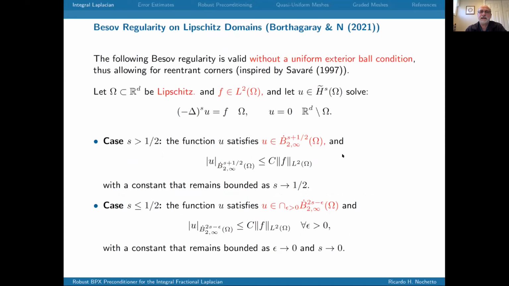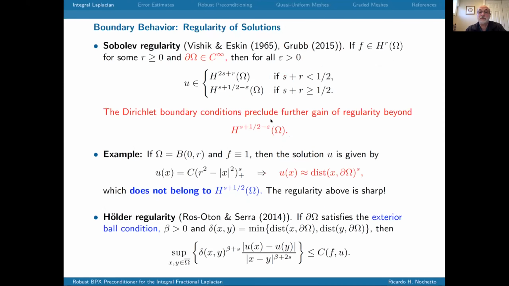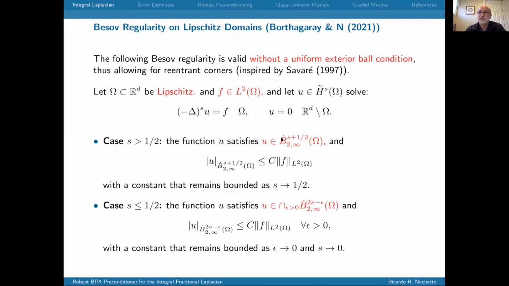We can relax that. So without the exterior ball condition, for domains that are Lipschitz, we can prove the following regularity. If F is in L2, then the solutions for S bigger than 1/2 are in Besov spaces with regularity S plus a half, which is consistent with the regularity I mentioned here. The epsilon is because this is in Besov spaces, and if you go to Sobolev spaces, you will lose an epsilon.